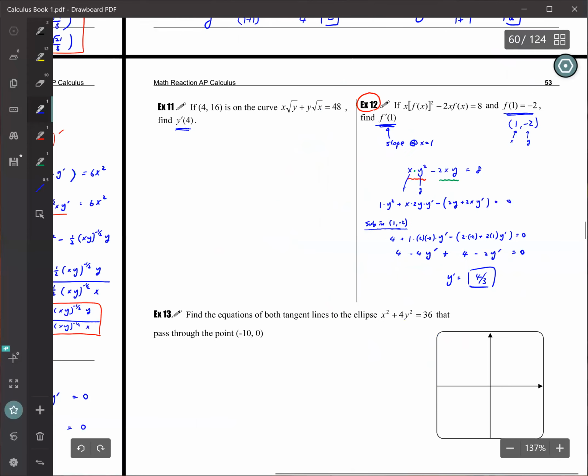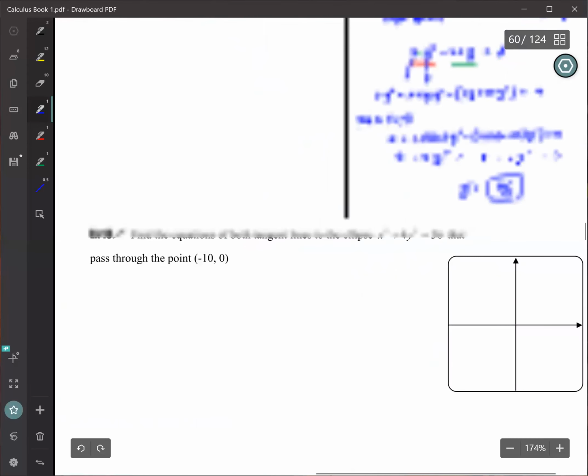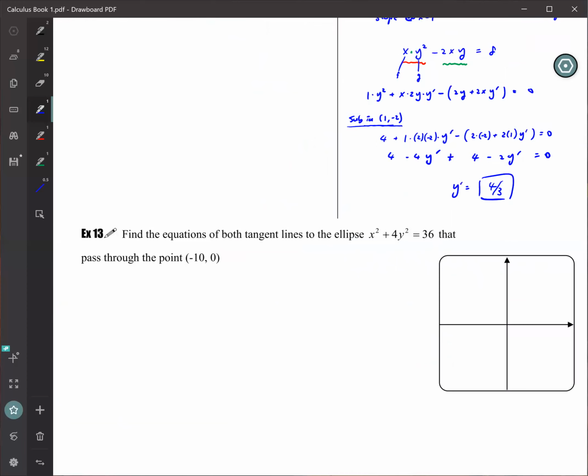Okay, last question is something that we've done before, something similar. If you read it, you probably remember. Find the equations of both tangent lines, right? We've seen something like that before. Wait, Jason, I got it. It's 4. I forgot to multiply by 2. Okay, thank you.